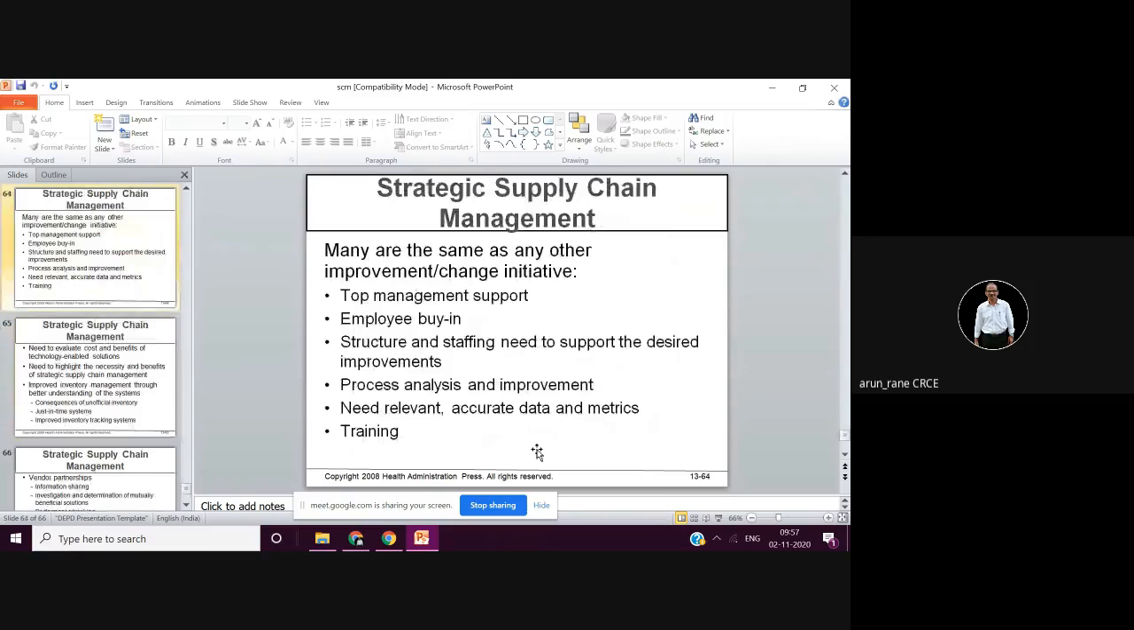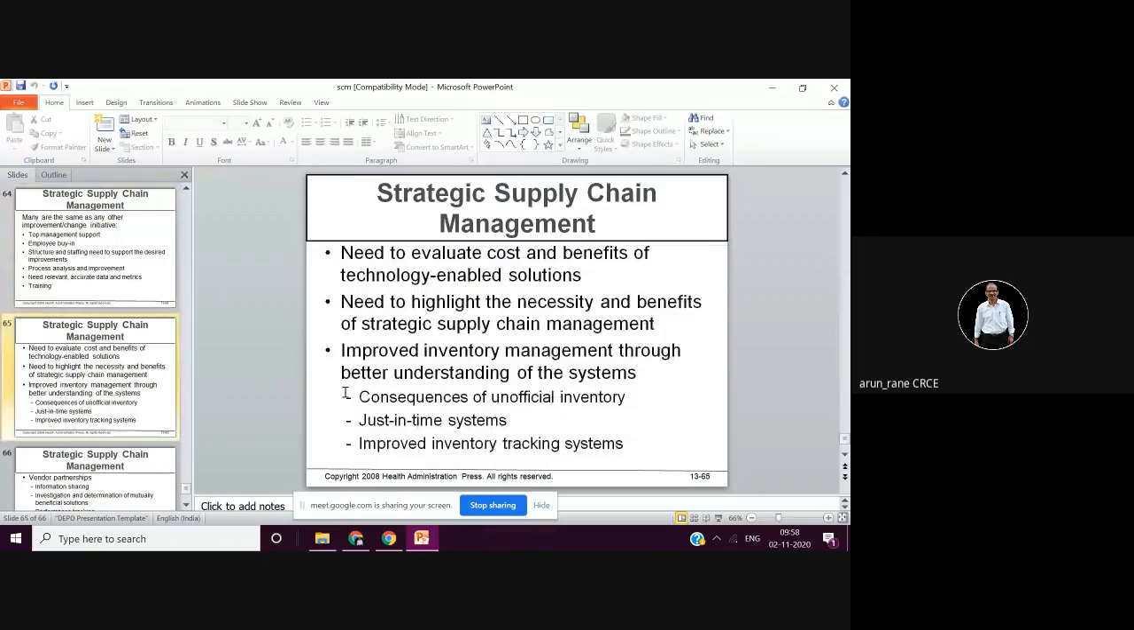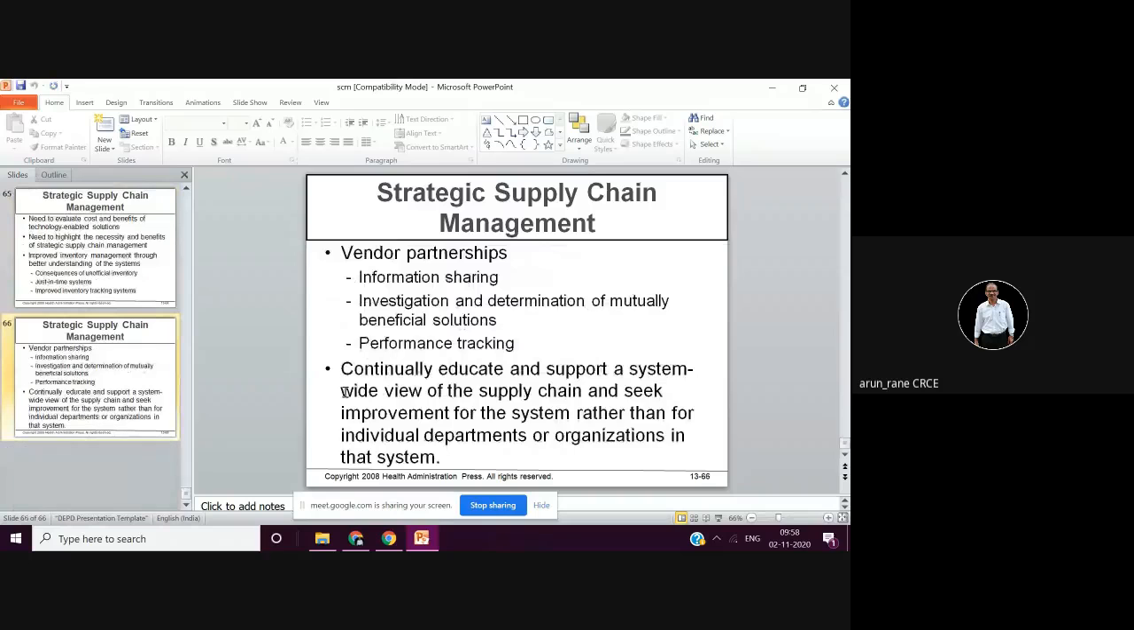Then strategic supply chain management. So in this vendor relation and in this supply chain, when you are working with the liabilities of your staff, then top management's role is very important. Top management support is very important. In case something goes wrong, like suppose you don't receive the material and the production is stopped, at that time management should be of understanding nature. So that's why top management support is important. So this is all about supply chain management.